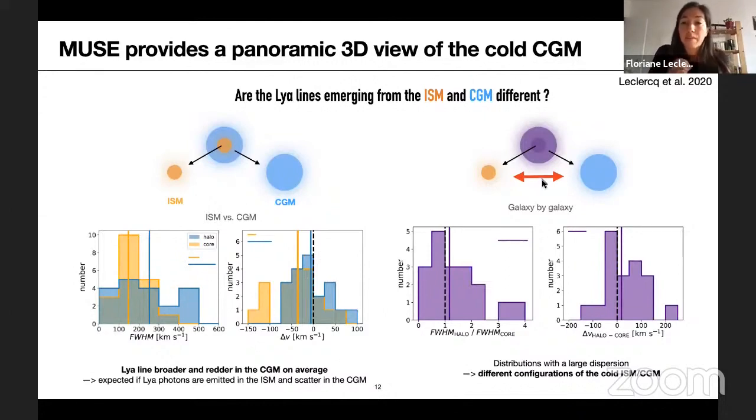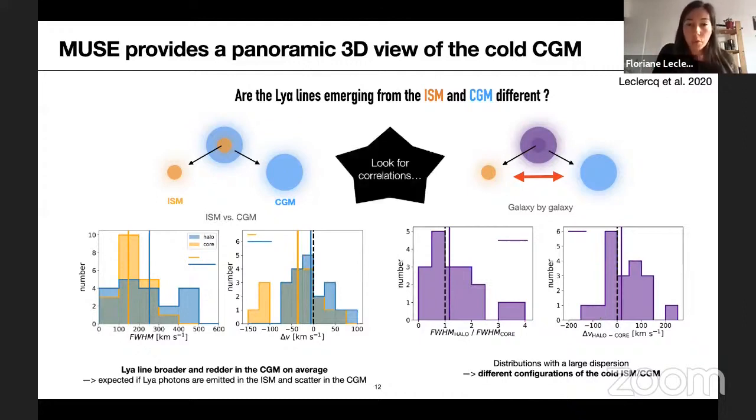Now, if we look on a galaxy by galaxy basis, so we look at the ratio between the two for each galaxy, and the peak separation between the two lines in the ISM and the CGM, we see that those distributions have a large dispersion, quite wide. And so this indicates that, again, we meet different configurations for the ISM plus CGM traced by Lyman alpha. For instance, the line can be narrower in the halo than in the core, but also bluer. So we really find a large diversity.